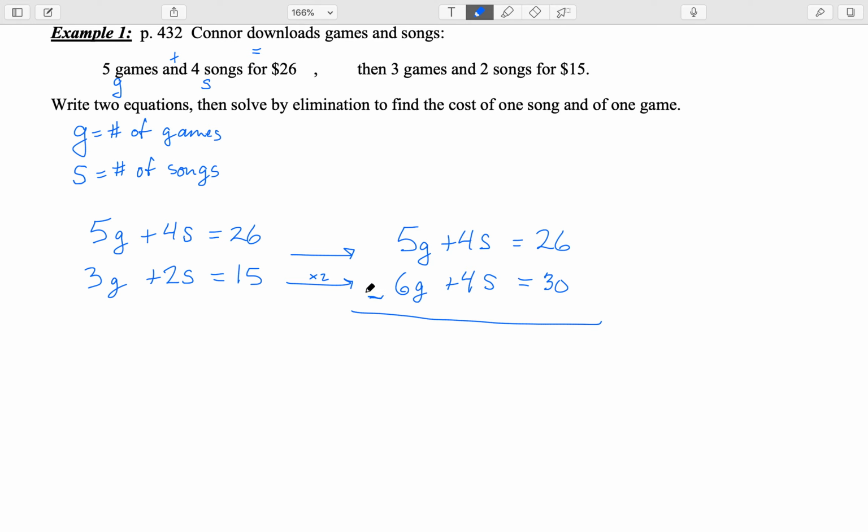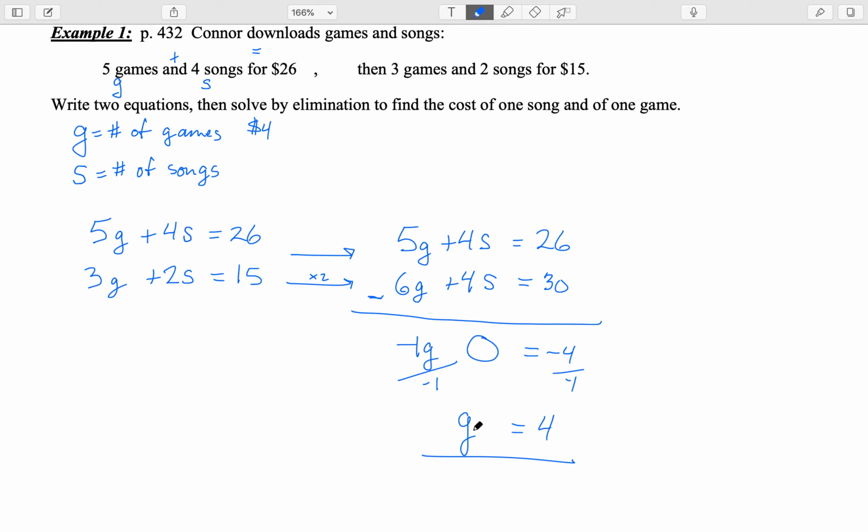Okay, 5 minus 6 is -1G. And 0, 0. That's just 0. 26 minus 30 is -4. So in other words, -G is equal to -4. I'm really just going to divide by -1. Just switch both sides. That means G is equal to +4. You just figured out the cost of a game. Games, 4. Okay, now, how do I figure out the songs?